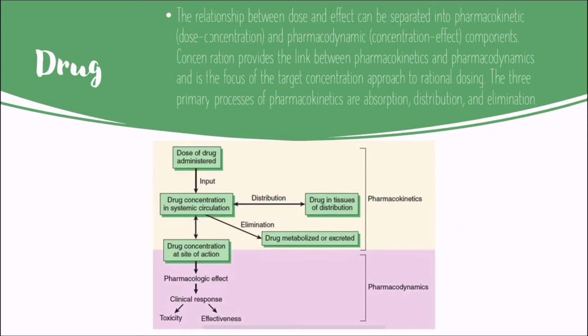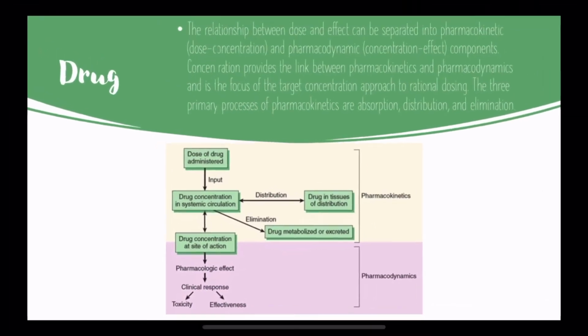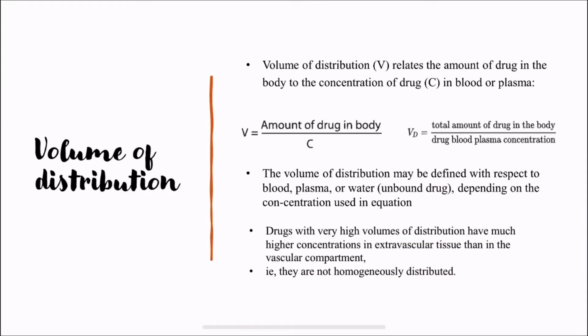As you can see right here in the picture, there are two different things. The volume of distribution relates the amount of drug in the body to the concentration of drug in the blood or plasma. The formula is volume equals the amount of drug in the body divided by the concentration of drug in the blood or plasma. Drug plasma concentration, as you can see right here. The volume of distribution may be defined with respect to blood, plasma, or water, unbound drug, depending on the concentration used in the equation.